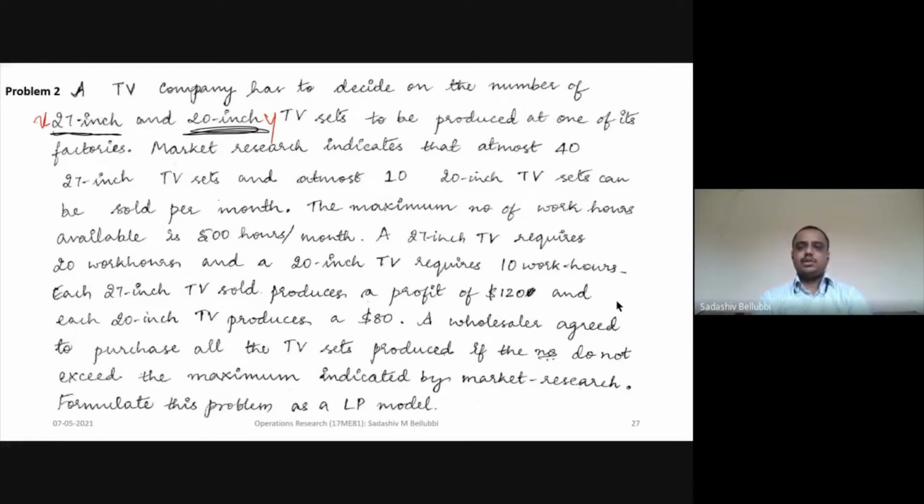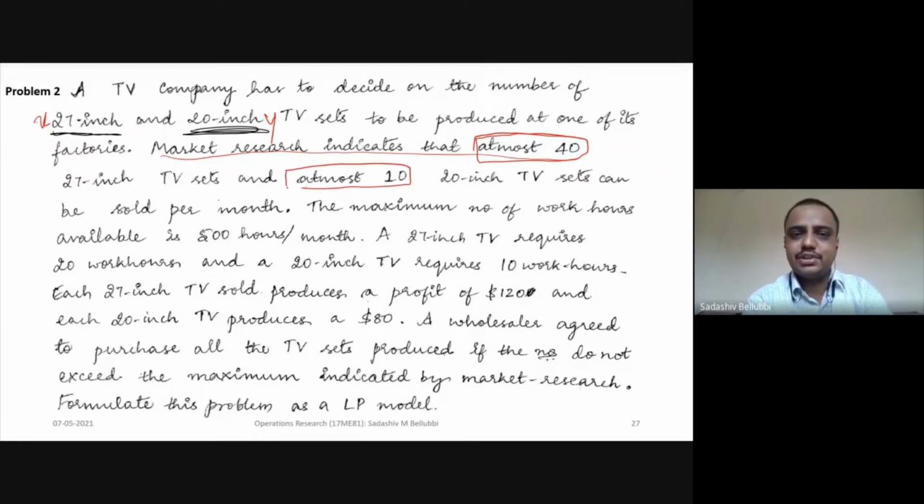Okay, let the total number of 27-inch TV sets be X and the total number of 20-inch TV sets be Y, to be produced at one of its factories. And next, market research indicates that at most 40 27-inch TV sets and at most 10 20-inch TV sets can be sold per month.